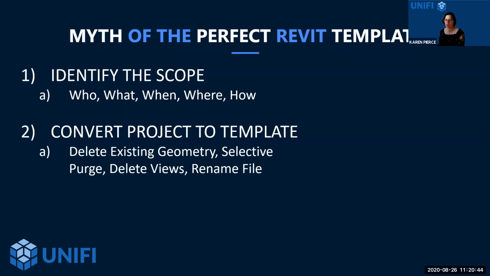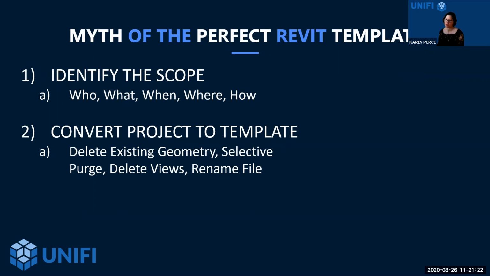And that's really converting the project to the template. So they'll take an existing project that was successful, that they had a lot of lessons learned on, and do a file save as. They're going to name it as their template file. They'll delete the existing geometry, do a selective purge, delete views, and rename the file, of course. But what I found, the more you go further with Revit, is that I've been there with point number 2, done that, and it works. It does work. But as you move forward, you'll start to realize it's not enough.